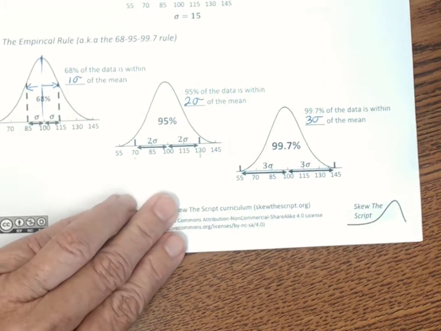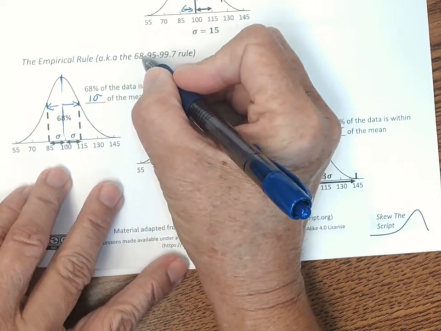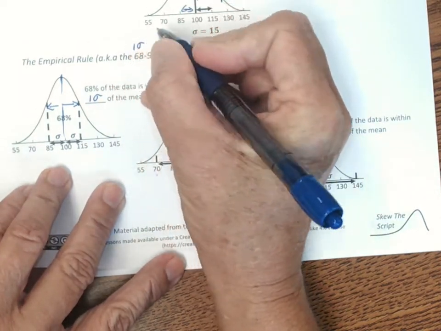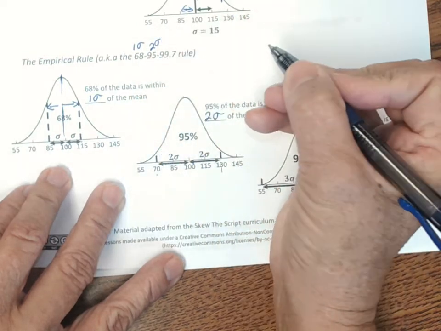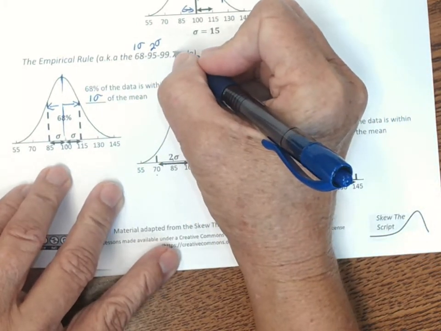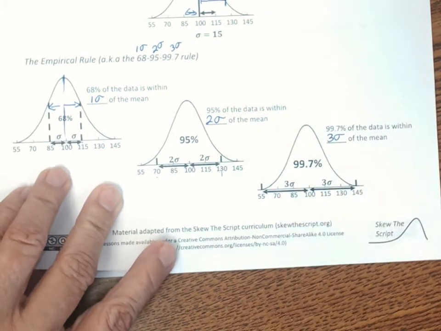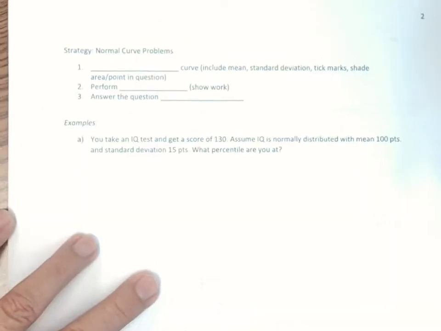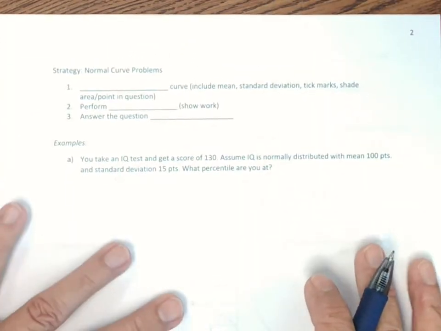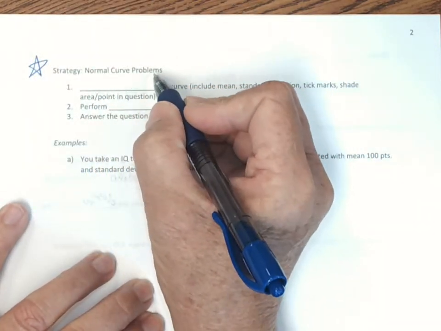Okay, so these are important numbers. You do need to know these. So 68% of the data falls within 1 standard deviation. 95% of the data falls within 2 standard deviations. And 99.7% of your data will be within 3 standard deviations. So let's see how we can use this to our advantage now. Turning it over to the second page, this is going to be our strategy for any normal curve problems.